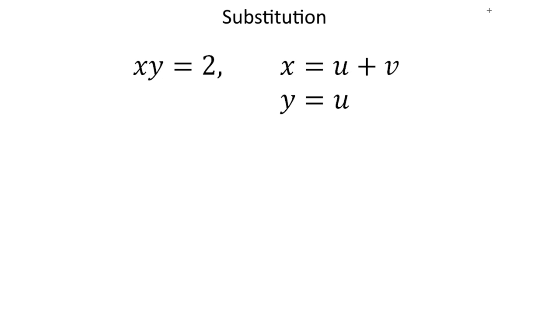So let us say in this situation we have the equation xy equals 2. But we've said that x is equal to u plus v and y is just equal to u. So we're substituting 2 different things here. So let us go ahead and substitute them individually.